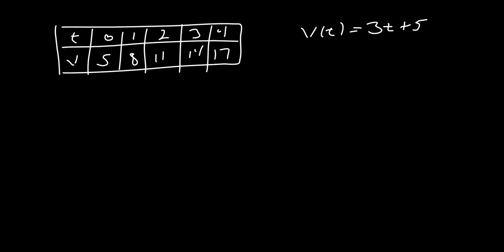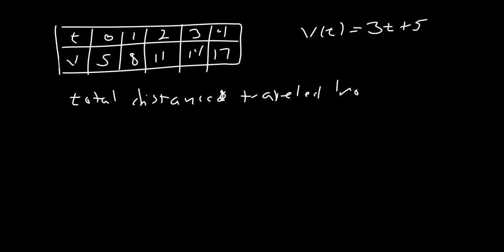So let's say we want to know what the total distance traveled is, from t equals 0 to t equals 4. Now, we could estimate that. If we just look at our little table, it starts off at 5 feet per second. So this is in feet per second. It starts off at 5 feet per second at time equals 0.